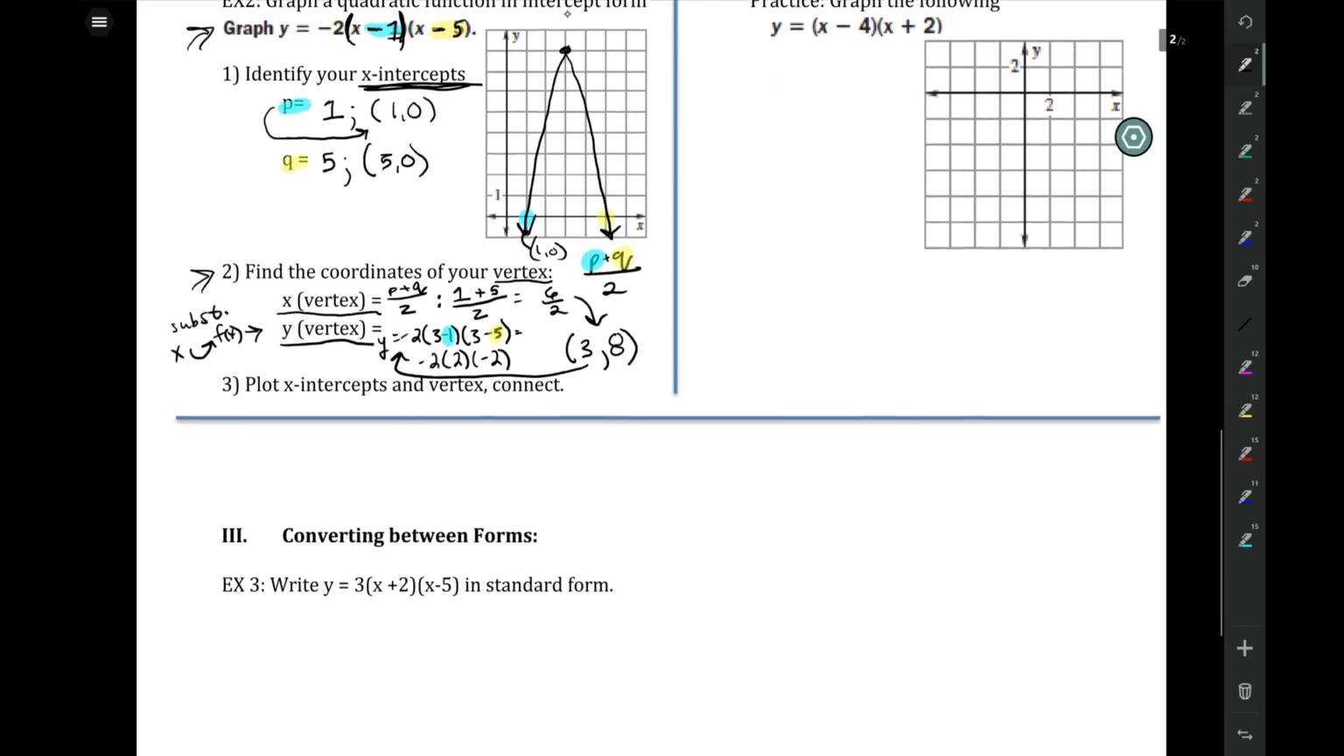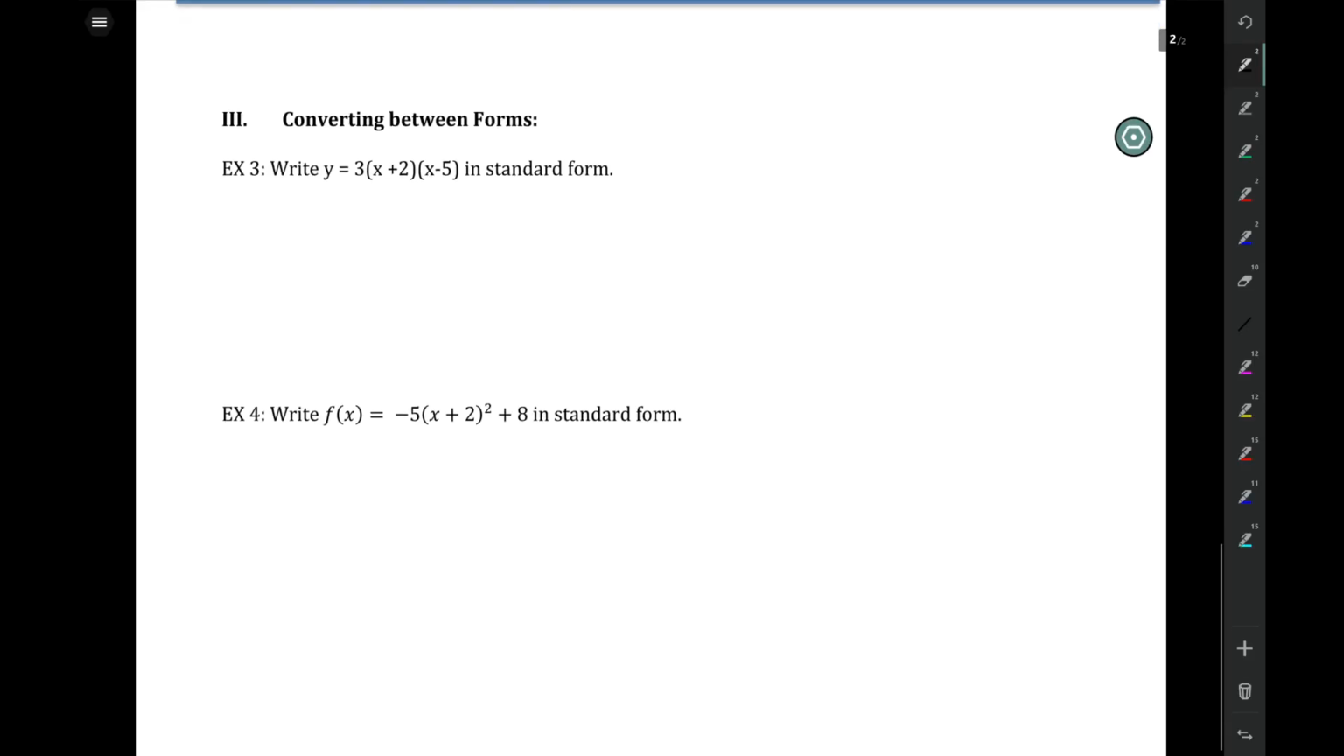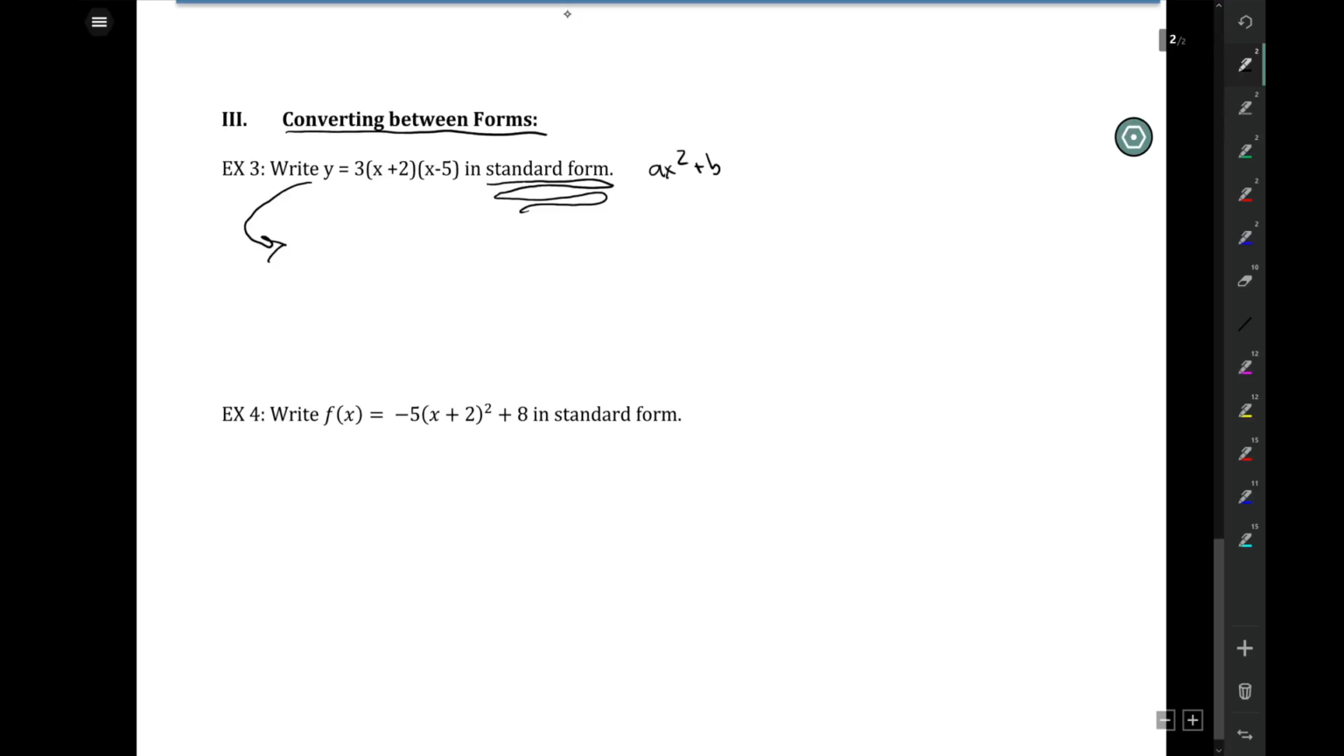The other thing I do want to show you today, though, is converting between all of our forms. So the big thing is sometimes we want to put things into standard form to get a nice model. And here is where some of our older skills come into play. Y equals 3 times the quantity (x plus 2)(x minus 5). Standard form, again, is ax squared plus bx plus c. Right now, this is in intercept form. Well, the doctor asked for something in standard form.